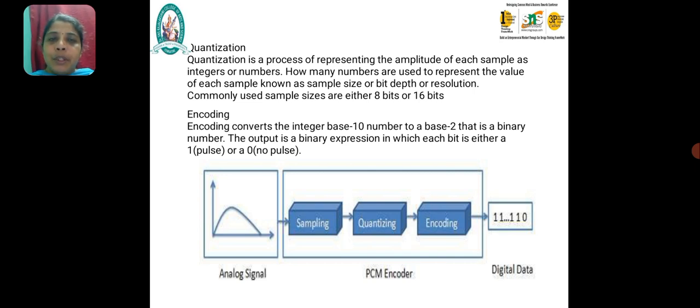The next term is encoding. First we do the sampling. After that quantization is done, where we calculate how many samples we are using, either as an integer or number. Then the next one is encoding. After that we have to convert the analog signal to a digital signal. That is, converting the integer number based on 10 into an octal number, and based on 2, a binary number. We have to convert from one to another. It may be a 0 or 1. Here 0 means there is no pulse, and 1 means there is a pulse.